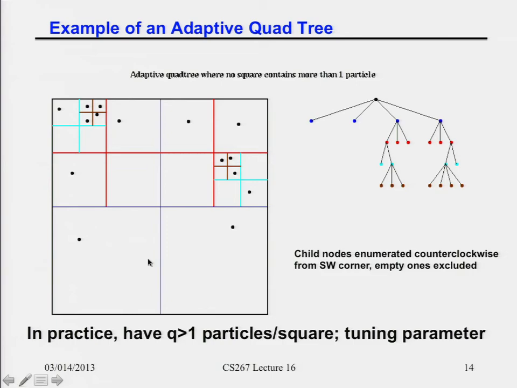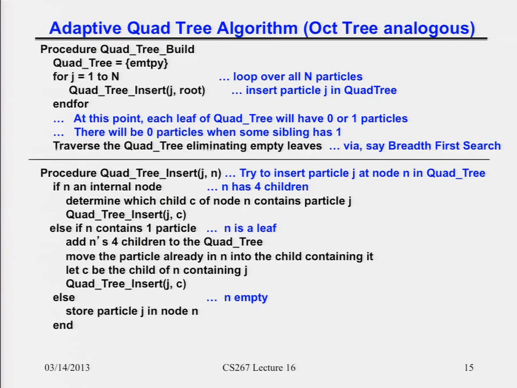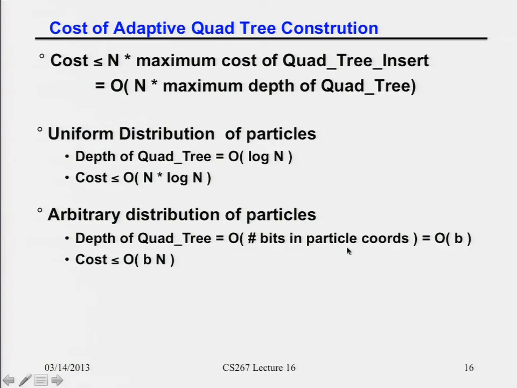So I can't go any deeper. I can't ask this question any more times than I have bits in the x, y coordinates. And so the total depth of the tree is at most the number of bits in the particle coordinates, which is, let's say, 24 in single precision. So it'll be 24n. This is really a worst-case scenario, but it will stop. OK. So that is how I build the data structures. And it's guaranteed n log n, or n.